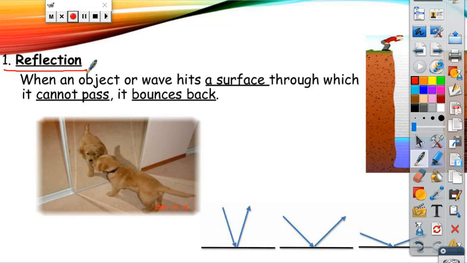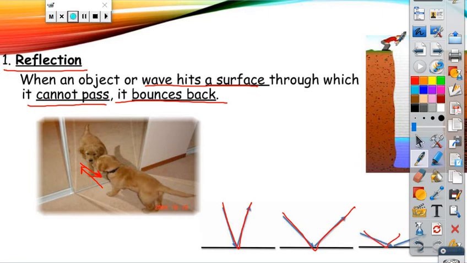A reflection is simply when a wave hits a surface and bounces back. So a wave hits a surface and it cannot pass through it, so it bounces back. You looking in a mirror is a reflection of light waves hitting a mirror. They can't pass through it, and it bounces back and hits your eyeball. That's why you see you. So this is a reflection. Bam! This is a reflection. Bam! This is a reflection too.